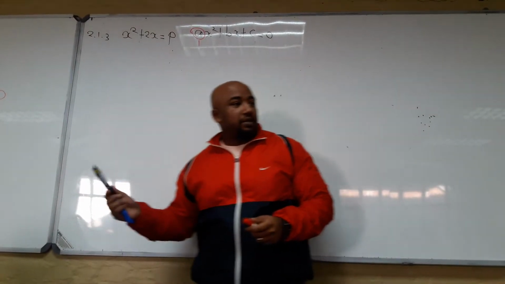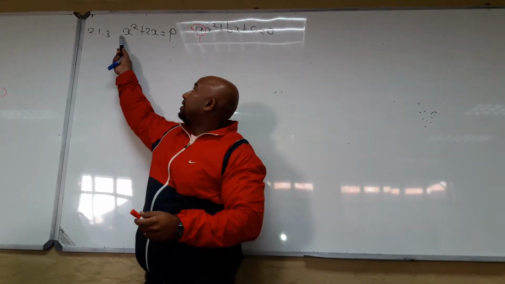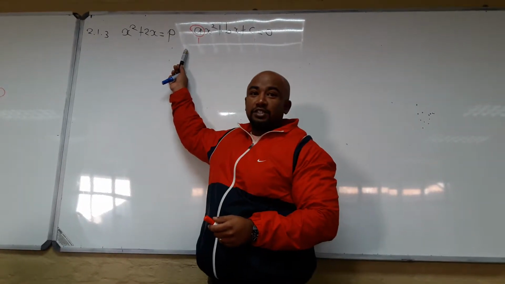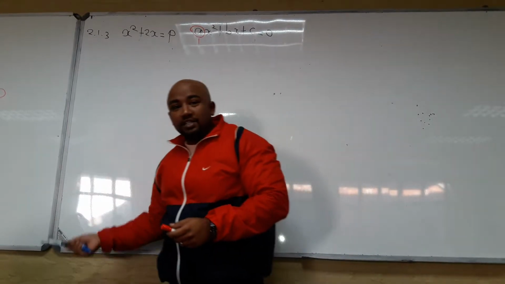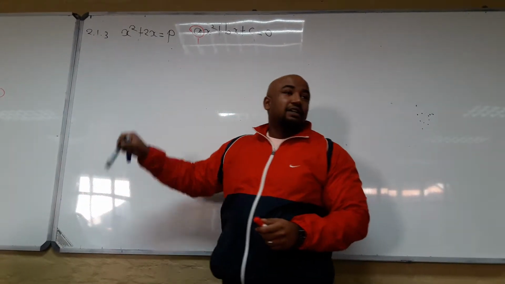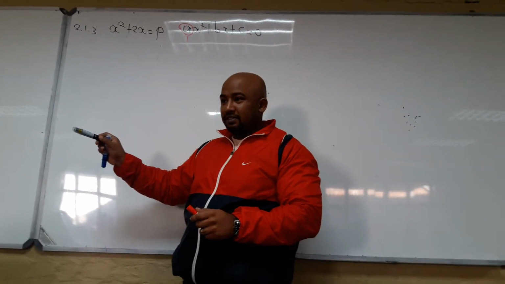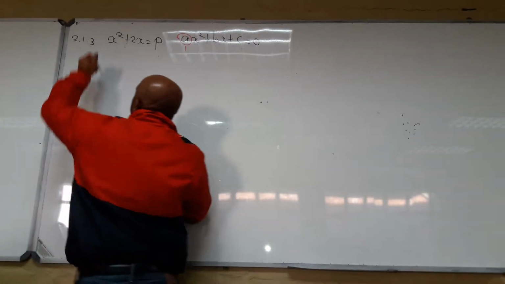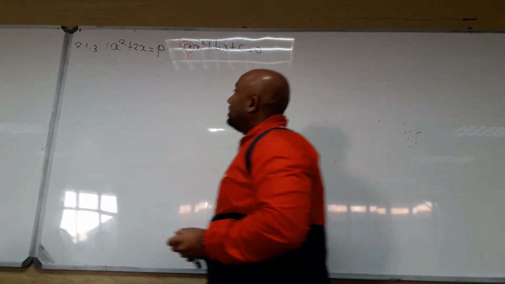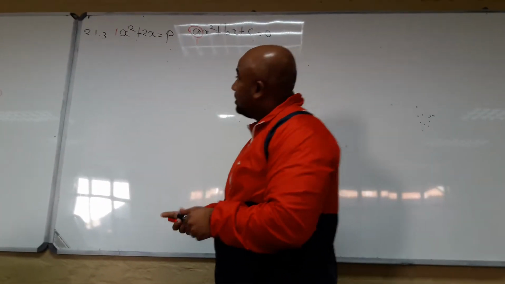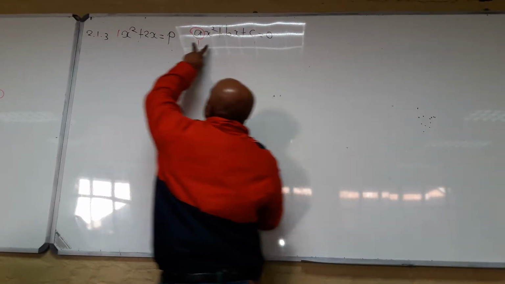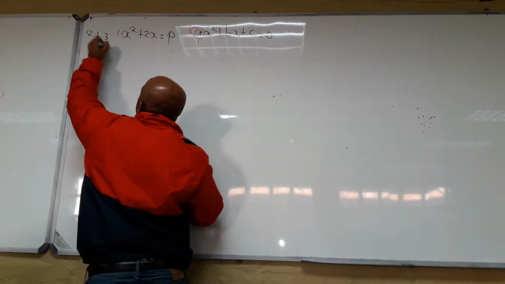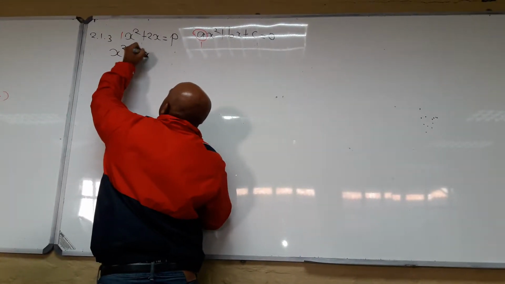If it was not a positive 1, what we can do is divide on both sides of the equation. If it is not an equation but an expression, then you will take out a common factor. Alright, so the coefficient of x squared here is a positive 1. So what do we do? We copy down ax squared plus bx, so that will be x squared plus 2x.